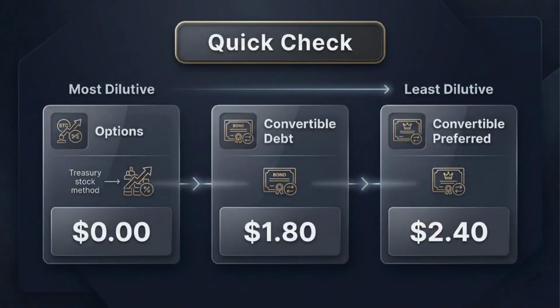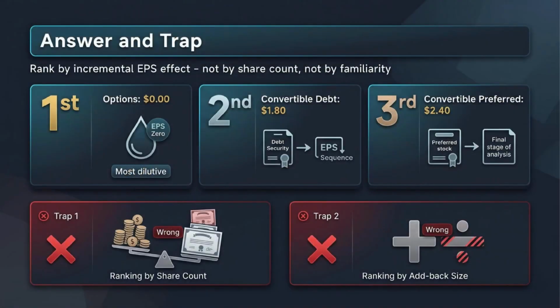Now take a moment to rank these three securities. Options have an incremental effect of $0. Convertible debt has an effect of $1.80. Convertible preferred stock has an effect of $2.40. Your task is to sort them from most dilutive to least dilutive. Remember, the lowest incremental EPS effect enters first. The correct ranking is options first, convertible debt second, and convertible preferred stock third.